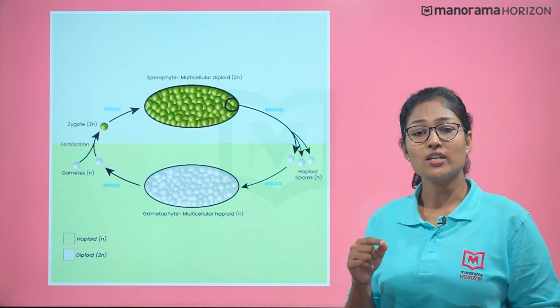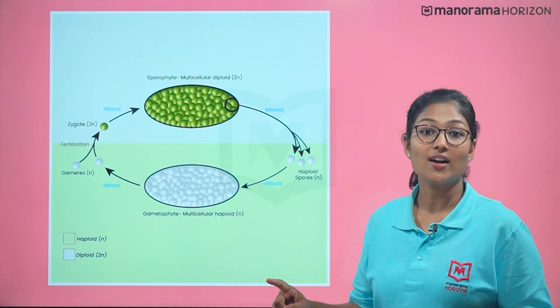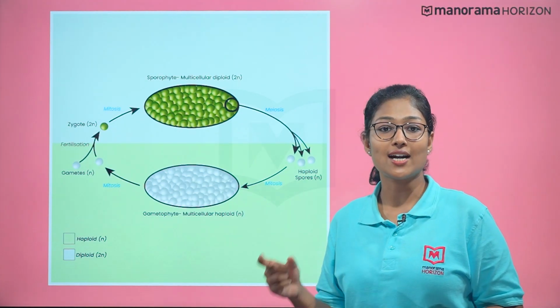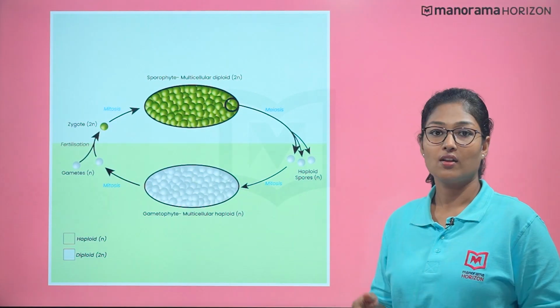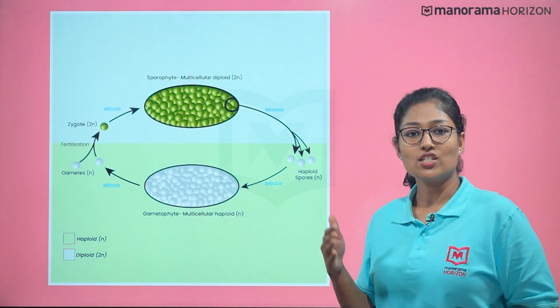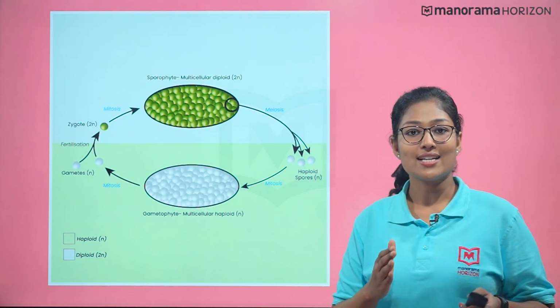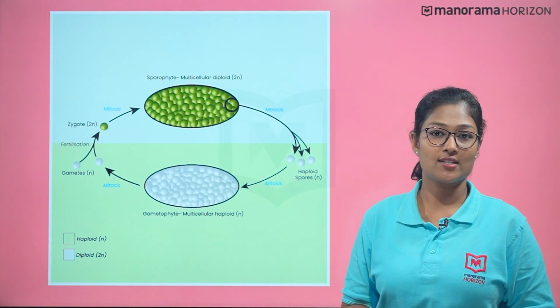Here, you need to note that the zygote formed does not undergo meiosis. But some sporophytic cells undergo meiosis and they produce haploid spores. These spores then germinate to produce gametophytes. So, that is all about the structure and reproduction process in bryophytes.